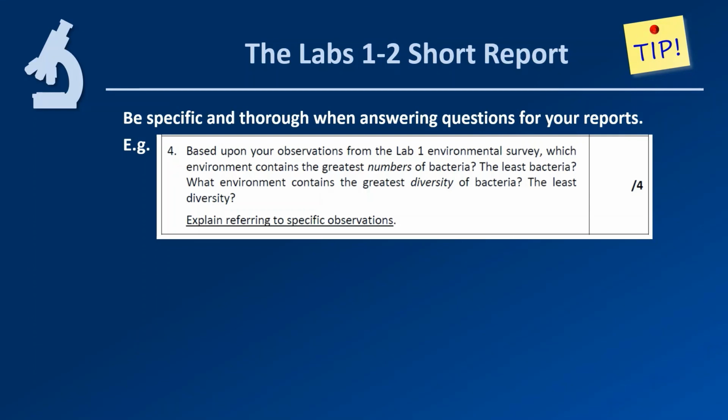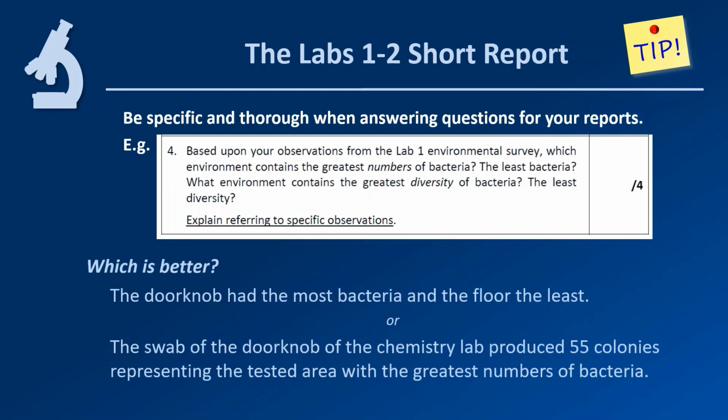So I told you before that you need to be specific and describe things well. This example I'm going to show you doesn't answer the whole question, just part of it, but let's take a look at these examples I have here. It says, which is better? First, the doorknob had the most bacteria and the floor had the least, or the swab of the doorknob of the chemistry lab produced 55 colonies representing the tested area with the greatest number of bacteria. So I think it's obvious that the second one is better.